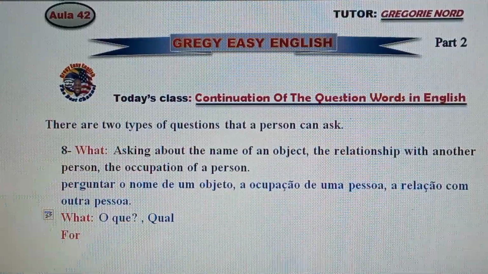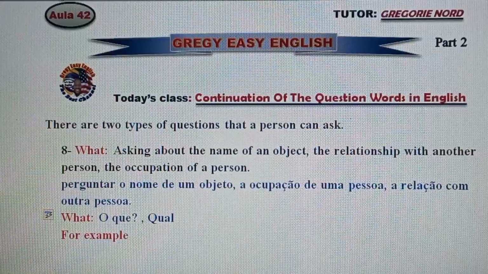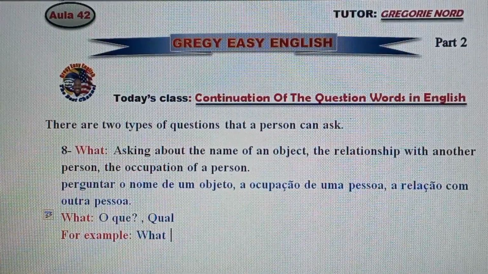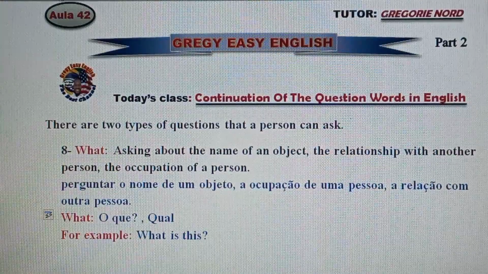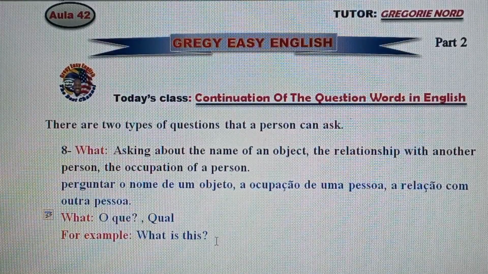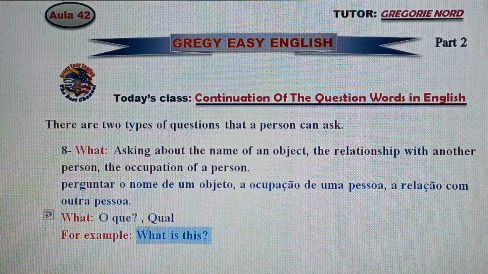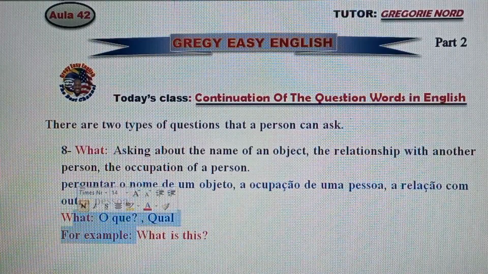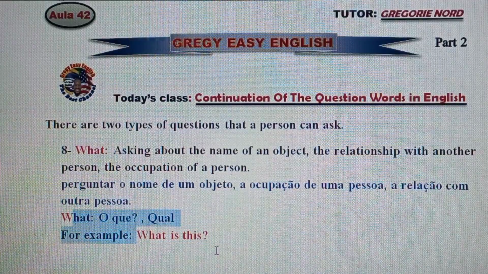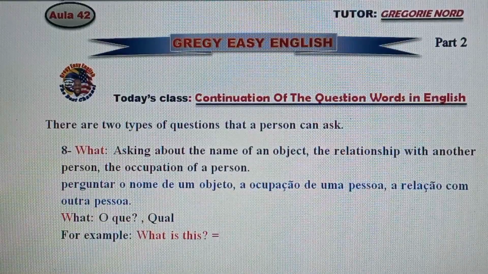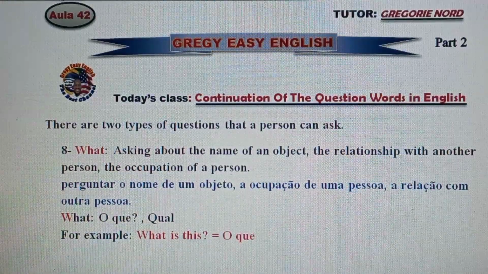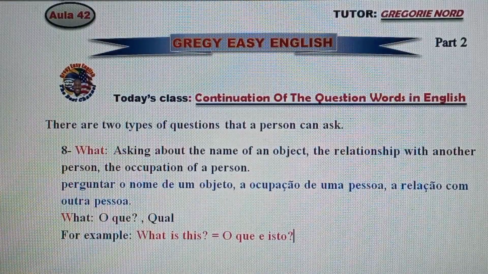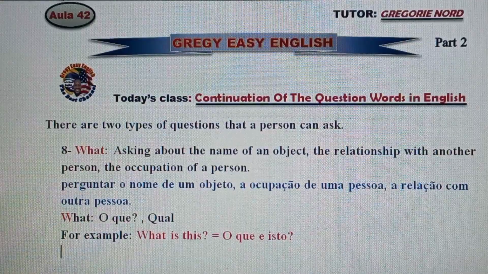Let's say, for example, what is this? What is this is the first example that we have with the question word what. What is this em português significa o que é isto? O que é isto? Vamos responder, pessoal?